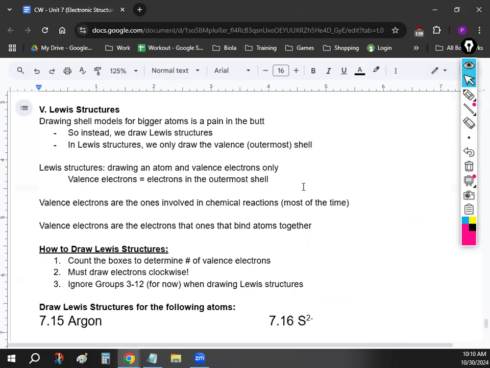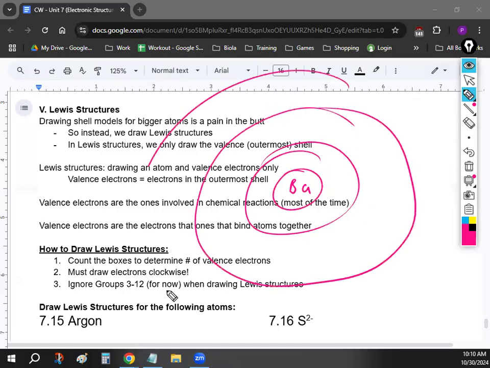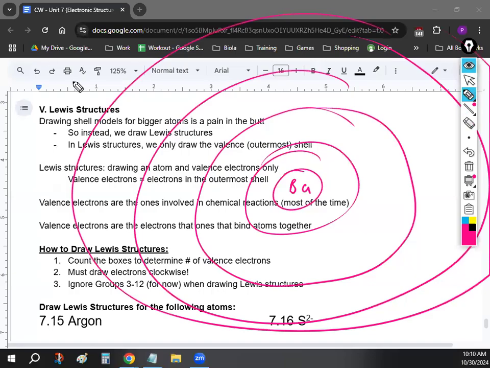Okay, you guys have probably noticed this by now, but if we have bigger elements, for example barium has 6 shells. So if we drew the shell model for everything, we would have to do 3, 4, 5, 6 shells, and then you would have to draw 56 electrons, and we don't have time to do that, right? No one's going to count 56 electrons, 6 shells, doesn't even fit your paper.